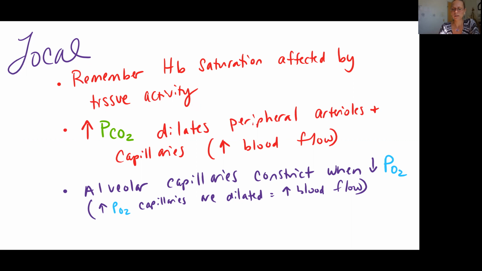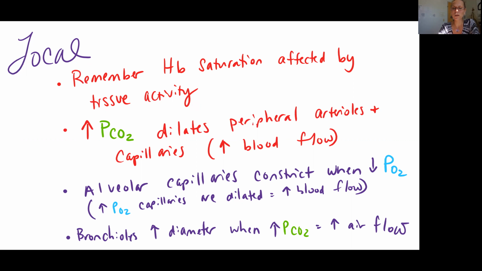close to those capillaries. And then we'll see that our bronchioles will increase in diameter when you have a buildup of carbon dioxide gas. So when you have a high partial pressure of CO2, those airways are going to be larger, so you're going to get more airflow into the respiratory portion of the lungs in order to increase your gas exchange. So this is pretty interesting to see how our gas levels can control the diameters of different blood vessels and airways to increase blood flow or increase airflow as needed.